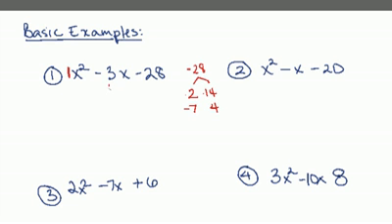Then you break that middle term up into those two things. Don't forget the x again, or your signs for that matter. And then now we're going to group the first two together and the last two together. So factor out the x that's common to both of these.